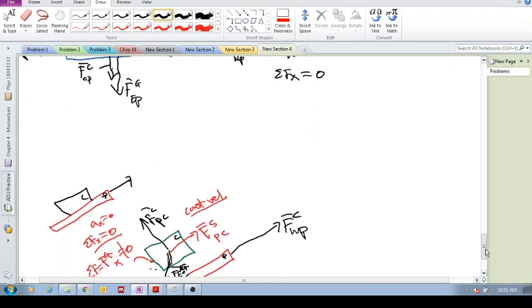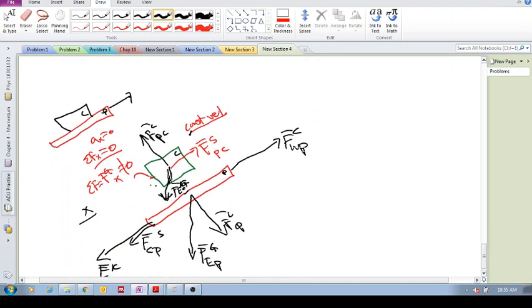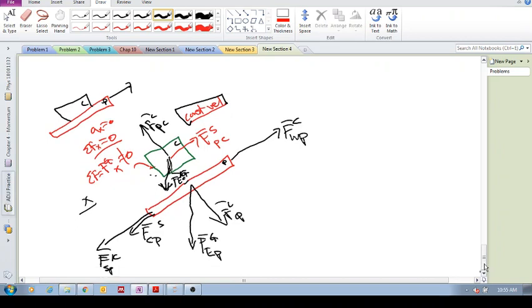Okay, and these are cases when we have constant velocity. Okay, hope that makes sense.